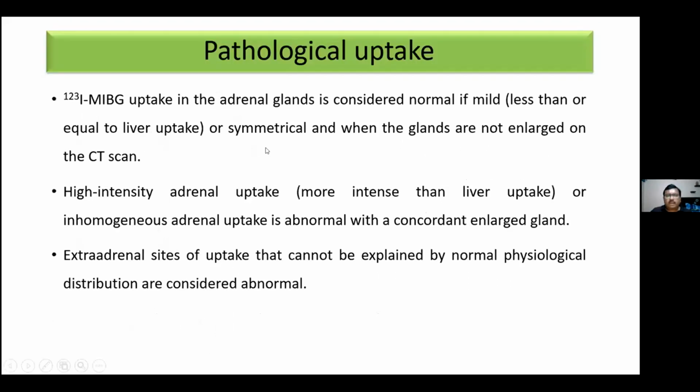Now, pathological uptake. I-123 or I-131 uptake in the adrenal glands is considered normal if mild. So we compare it with the liver, or if it is symmetrical, and when the glands are not enlarged on the CT scan. High intensity uptake, more intense than the liver, or inhomogeneous, incongruent, heterogeneous uptake is abnormal with a concordant enlarged adrenal gland. Extra-adrenal sites of uptake that cannot be explained by normal physiological distribution are considered abnormal and pathologic.